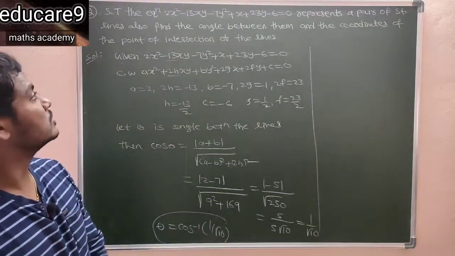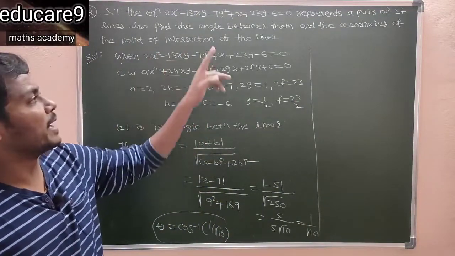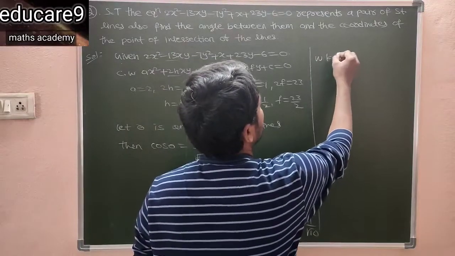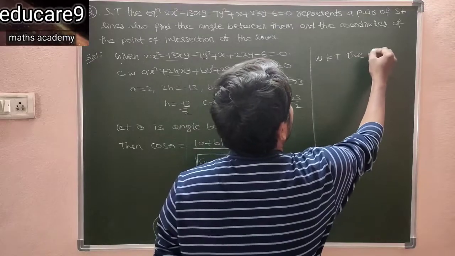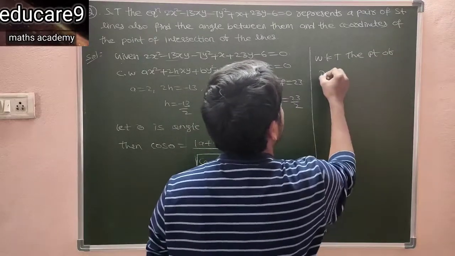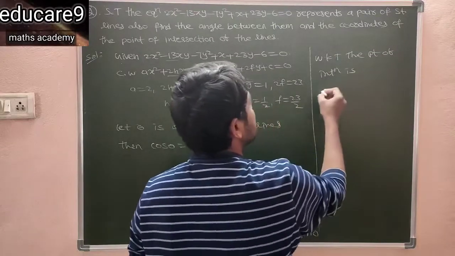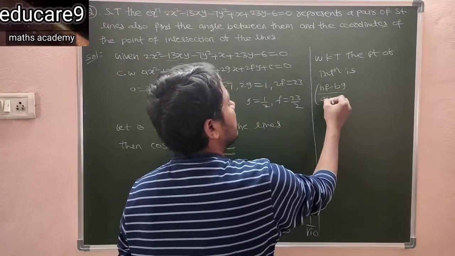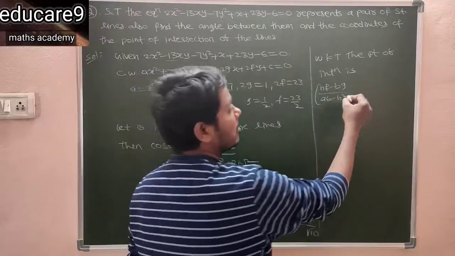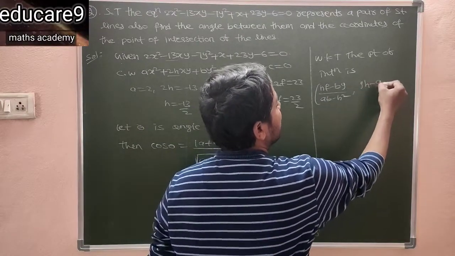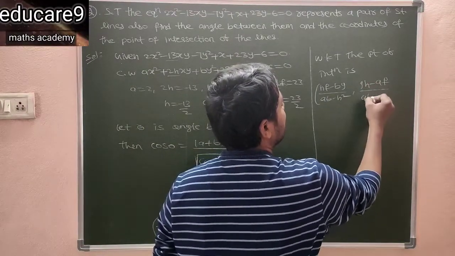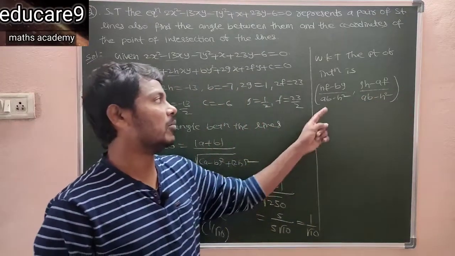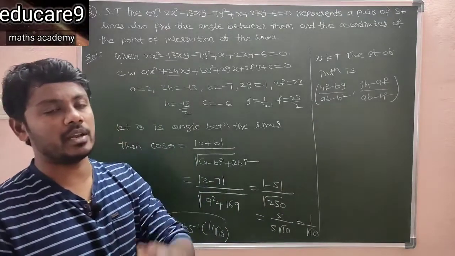So next one, find the point of intersection of the lines. So see here, we know that formula. The point of intersection is (hf minus bg) by (ab minus h square), comma (gh minus af) by (ab minus h square). So you need to remember this formula. That is the point of intersection of the pair of lines.